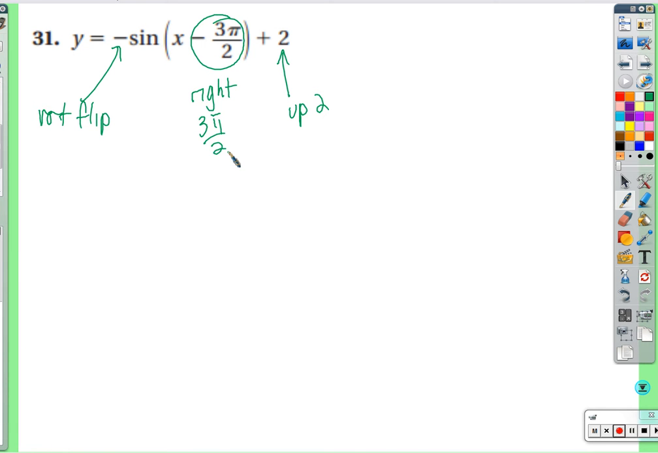If you're not sure why that goes to the right 3 pi over two, the period six lecture went into quite some detail as to why that happens. So maybe watch the period six lecture and see why that moves to the right 3 pi over two. But basically, these x's need to be 3 pi over two bigger than normal. So when we subtract 3 pi over two, we're back to what we'd like.